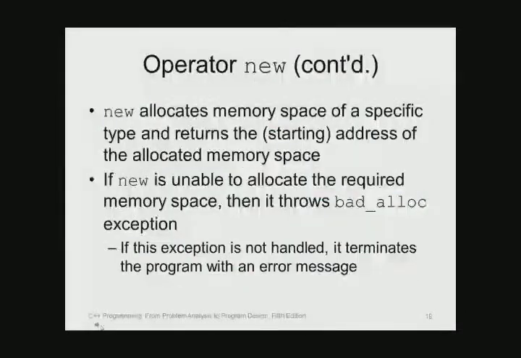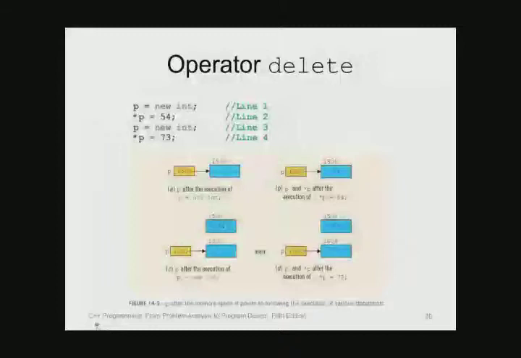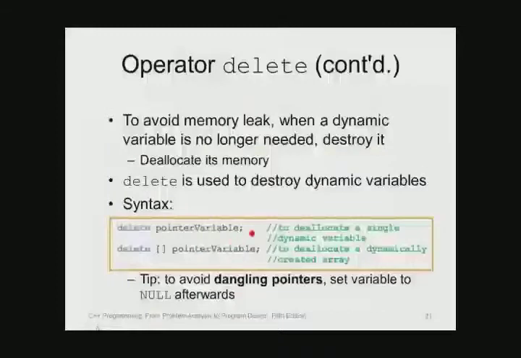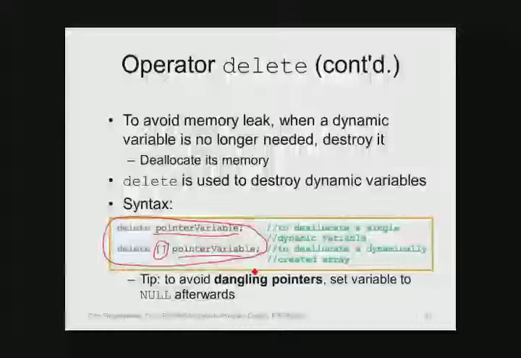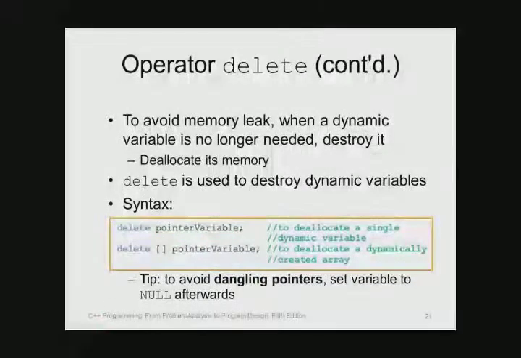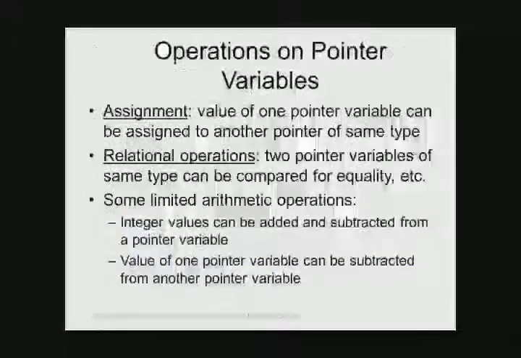So new allocates a location, and then delete is used in these two ways to delete that location once your program closes. You will either delete the pointer variable if you've allocated just a single dynamic variable, or you will say delete, then the array brackets, and then the pointer variable if you allocated an array dynamically. So it really depends on which you did during your program.